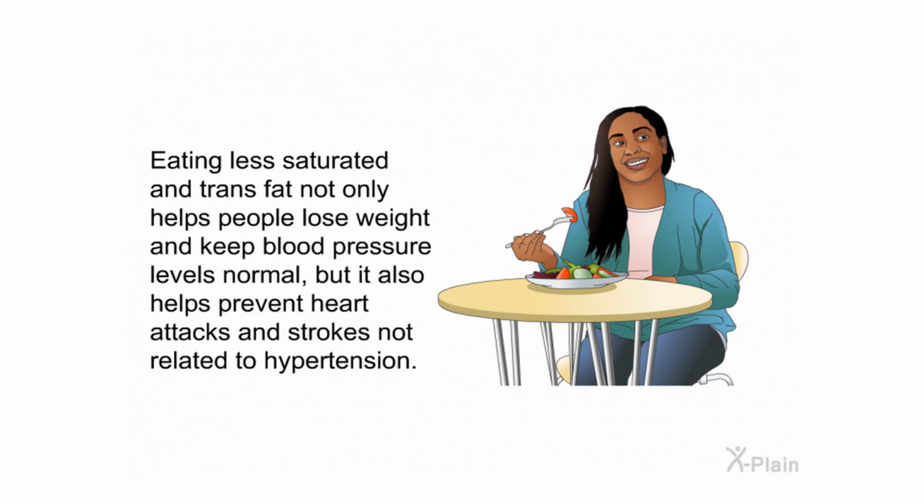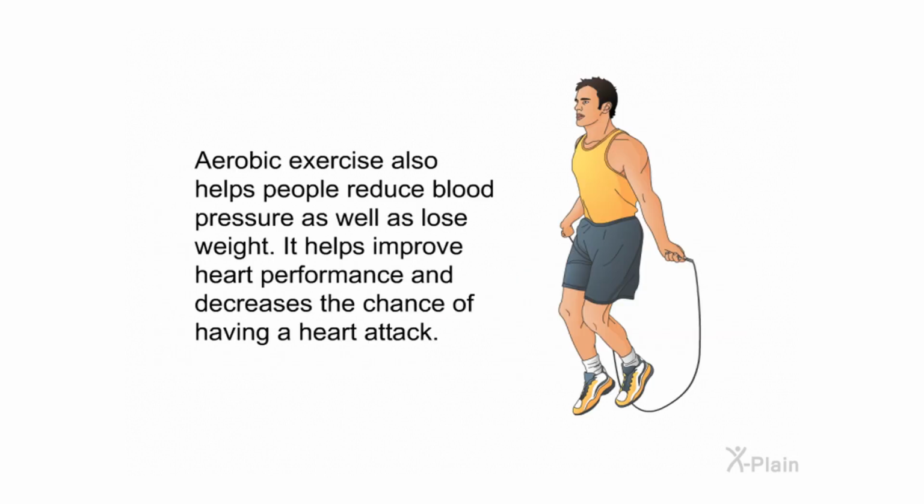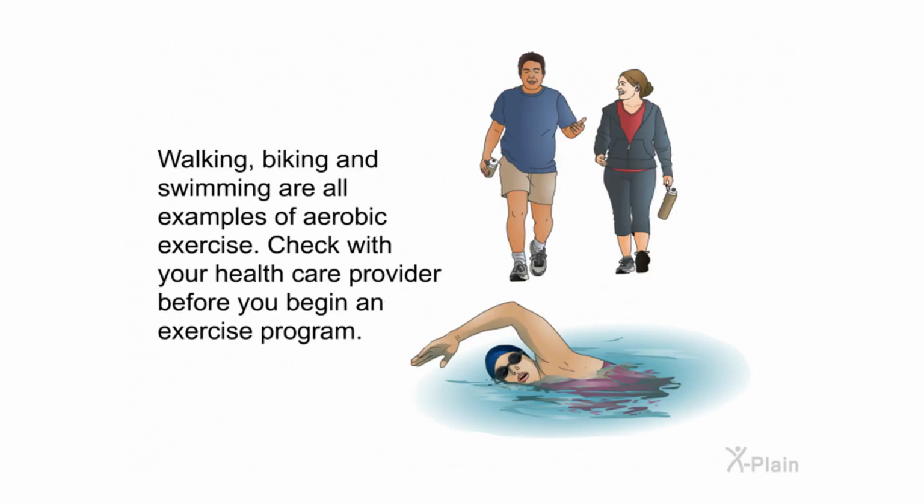Eating less saturated and trans fat not only helps people lose weight and keep blood pressure levels normal, but it also helps prevent heart attacks and strokes not related to hypertension. Aerobic exercise also helps people reduce blood pressure as well as lose weight. It helps improve heart performance and decreases the chance of having a heart attack. Walking, biking, and swimming are all examples of aerobic exercise. Check with your healthcare provider before you begin an exercise program.